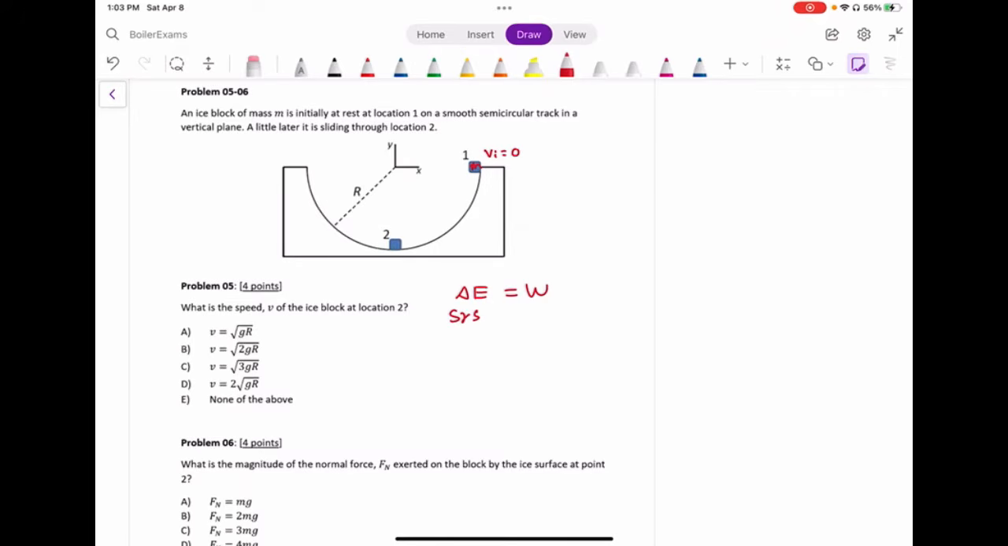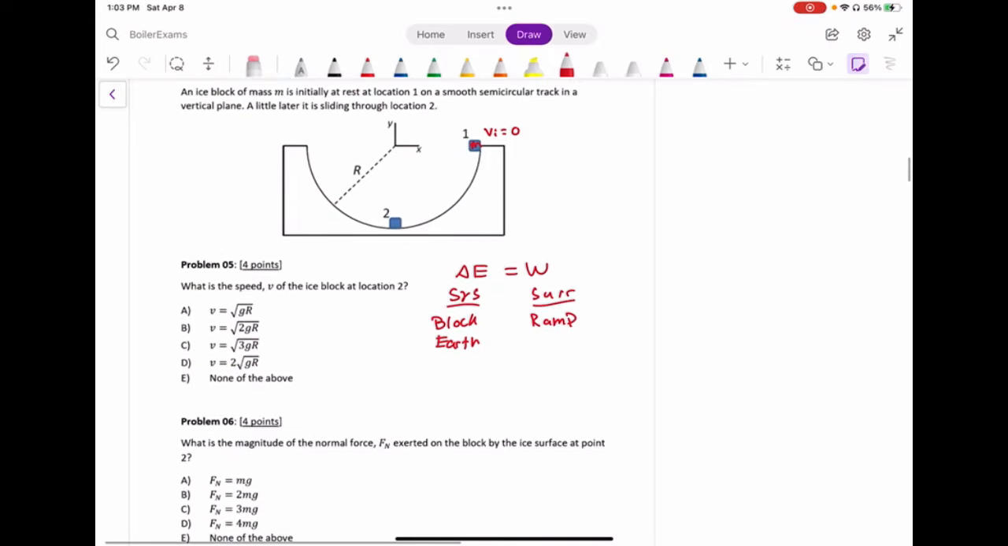Let's decide on our system and surroundings too. So in our system, let's put the block, and I'm going to put the Earth in our system because generally putting the Earth in the system makes getting the sign right easier. Sometimes if you put it in the surroundings, you can get the sign wrong. It makes more room for error. Perhaps in our surroundings, let's put the ramp. Not that it's going to matter. Okay. So now let's set this up.